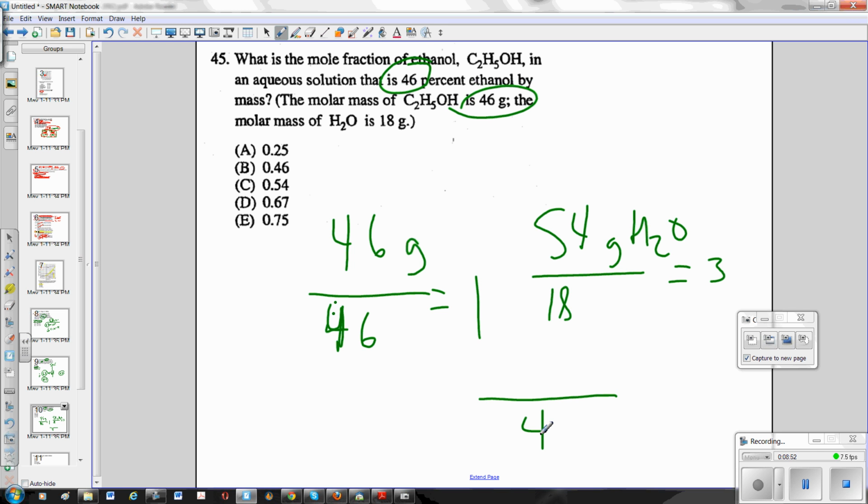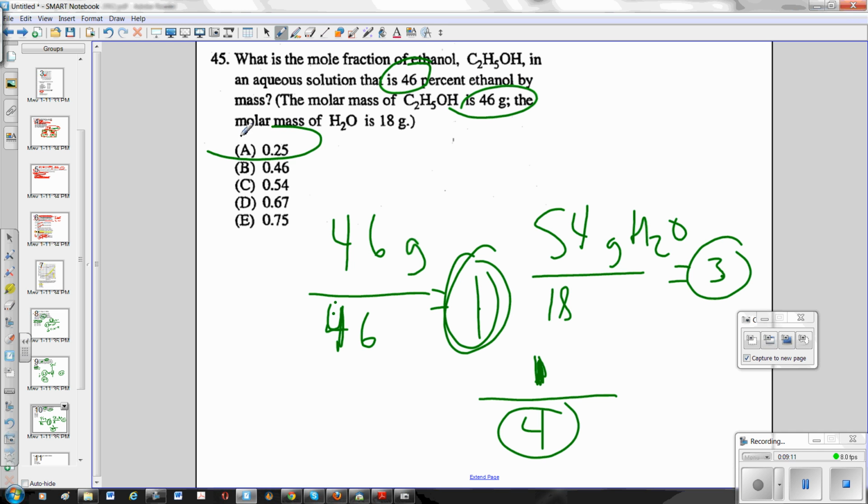They're asking me the mole fraction of ethanol. So I'm going to put the part over the total. That's how I find mole fraction. The total is the 1 and the 3, the 4 on the bottom. The ethanol is 1, so I throw the 1 over it. Your correct answer is going to be A. The mole fraction is going to be 0.25.